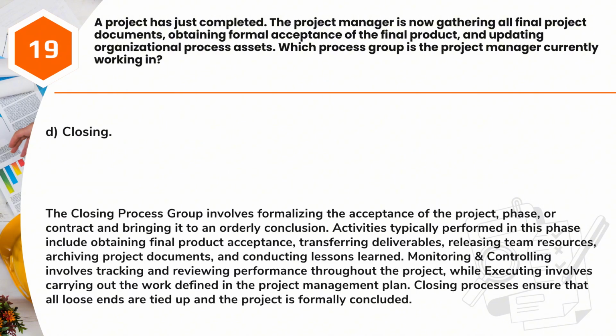Answer: D. Closing. The closing process group involves formalizing the acceptance of the project, phase, or contract and bringing it to an orderly conclusion. Activities typically performed in this phase include obtaining final product acceptance, transferring deliverables, releasing team resources, archiving project documents, and conducting lessons learned. Monitoring and controlling involves tracking and reviewing performance throughout the project, while executing involves carrying out the work defined in the project management plan. Closing processes ensure that all loose ends are tied up and the project is formally concluded.